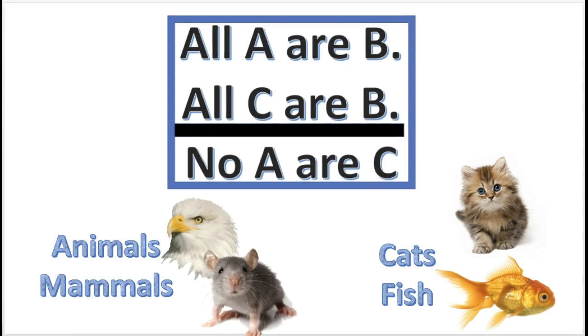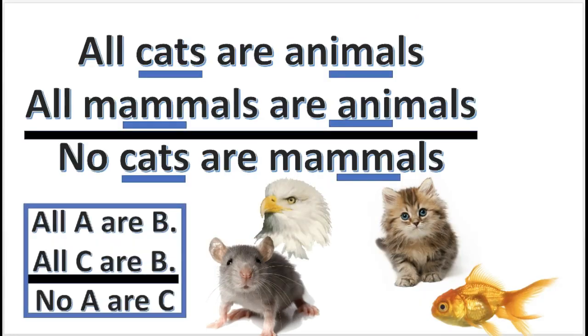Here's an invalid argument form. Swap the terms to come up with an argument to prove that it's invalid. Press pause. The answer is 3, 2, 1. Here's an answer that works. If you swap these letters for these terms, you would have got this argument.